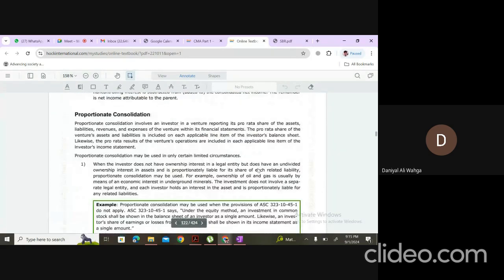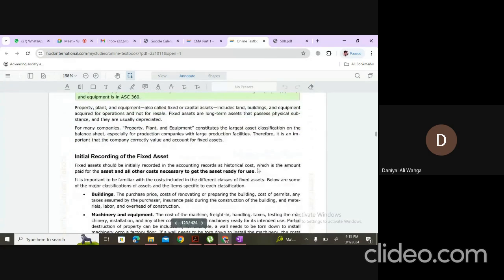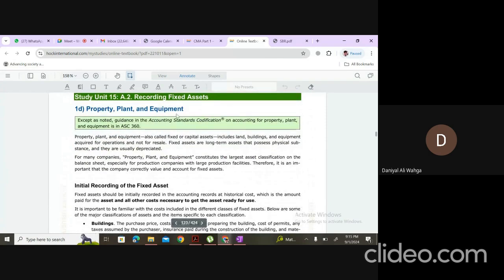So there's a lot of detail available now. He was discussing business combination and consolidation. IAS 16, Property, Plant and Equipment, is the same standard as ASC 360 here, but the language and the wording are almost the same.